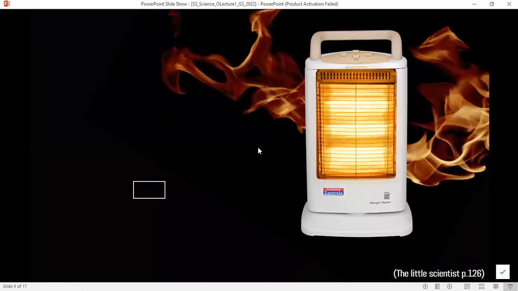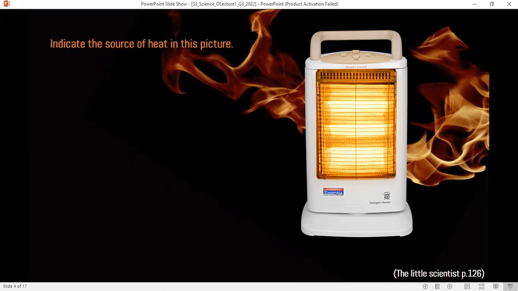Look at this. This is a heater. In this drawing or in this picture, what is the source of heat? Is it the sun giving us heat energy and letting us feeling warm? Is it the stove? No, it's the electric heater. The source of heat in this slide is the electric heater.